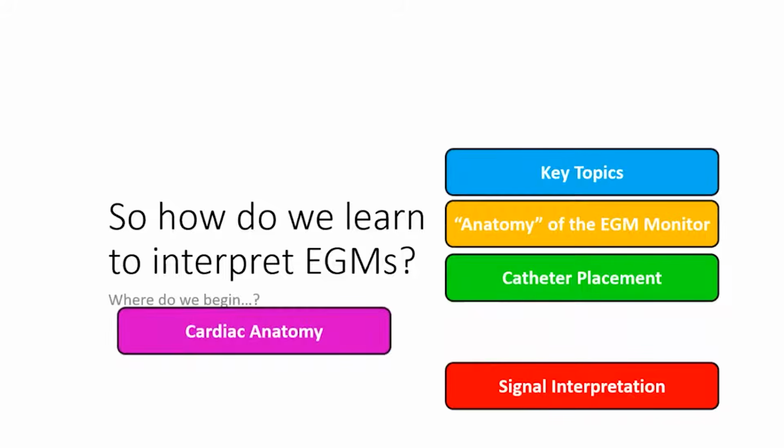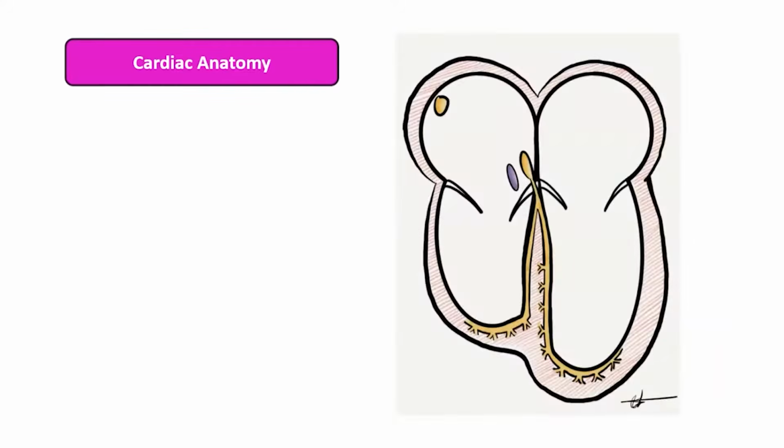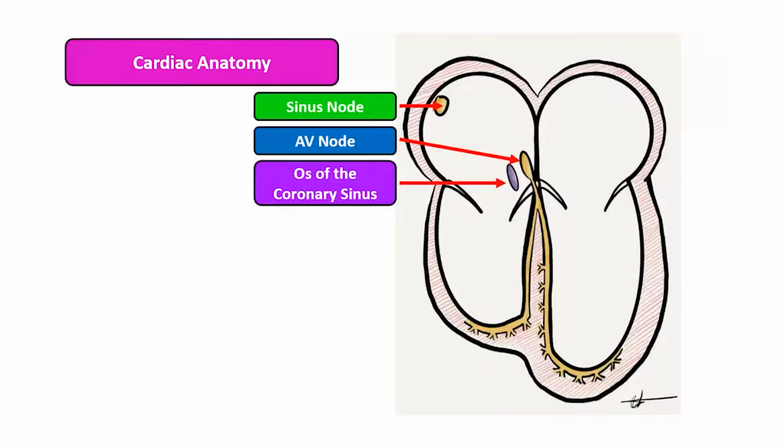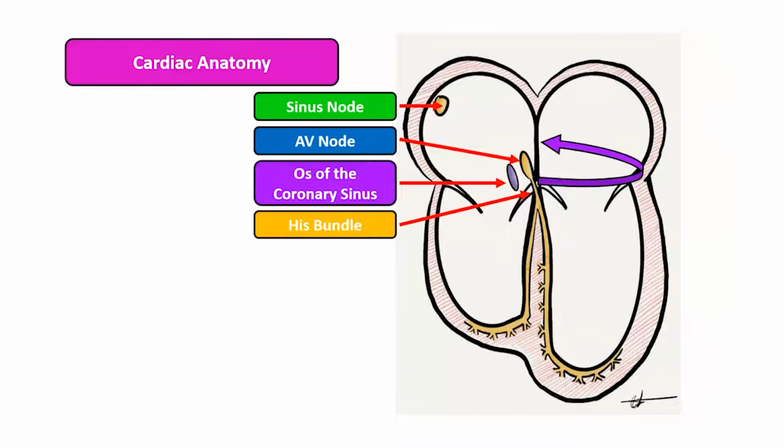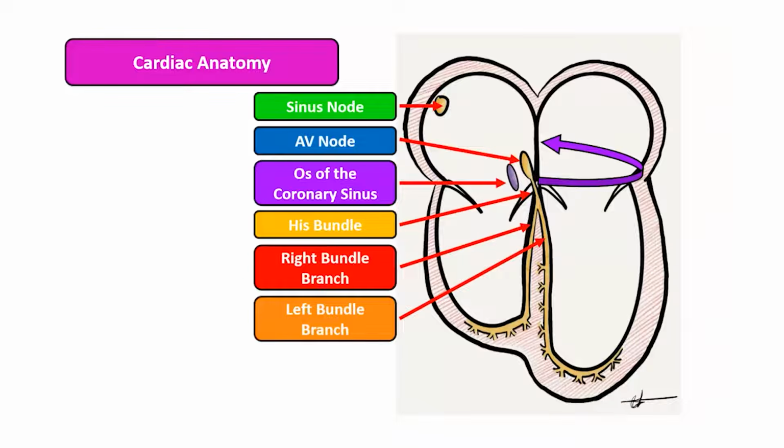Now, let's go over cardiac anatomy. Here's a little cartoon that I've drawn of the 4 chambers of our heart. Here's our sinus node, our AV node, the os of the coronary sinus, and as you remember in our anatomy, the os of the coronary sinus opens into the coronary sinus, and the coronary sinus is the venous structure that wraps around the mitral annulus, from the inferior aspect to the lateral aspect all the way up to where it joins the AIV, which runs parallel to the LAD. And the HIS bundle here, which penetrates through from the atrium into the ventricle, the right bundle branch, and the left bundle branch.